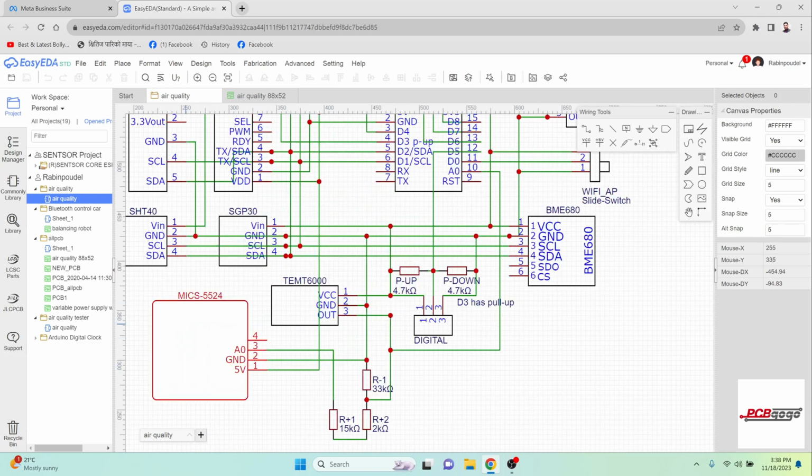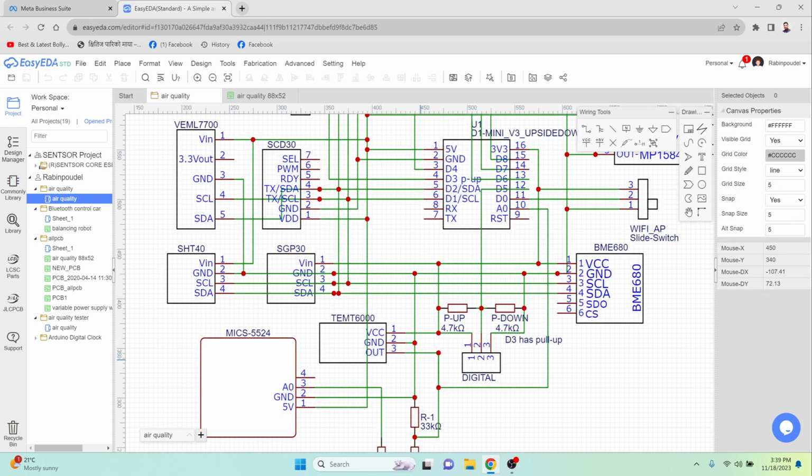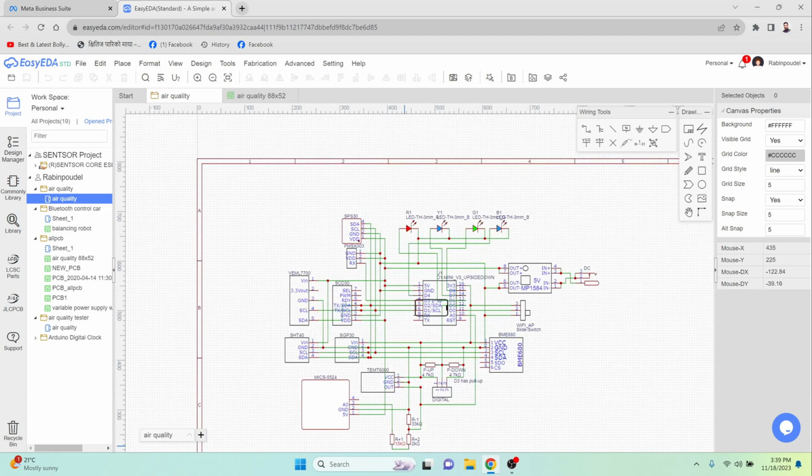This is MICS5524 sensor, which measures carbon monoxide and alcohol level. This sensor is connected to the analog pin of Node MCU. This is TSL2591 sensor module. This sensor helps to measure the amount of ambient light falling on the sensor. This sensor also has I2C interface, so it is also connected to the I2C pin of Node MCU.